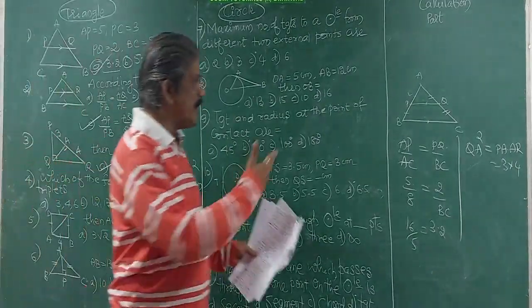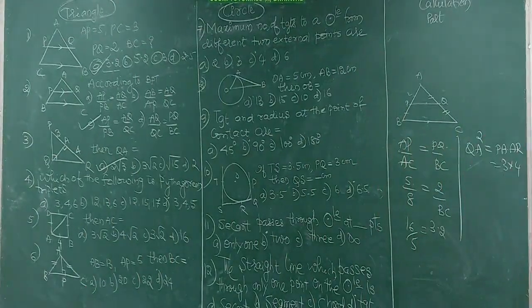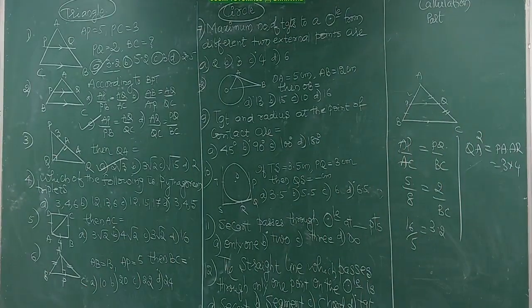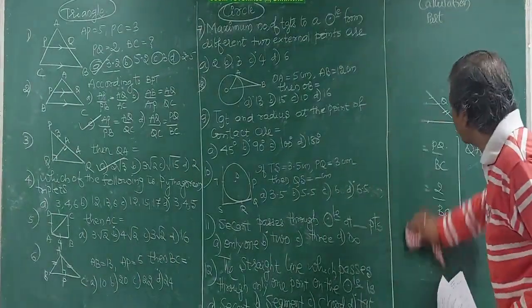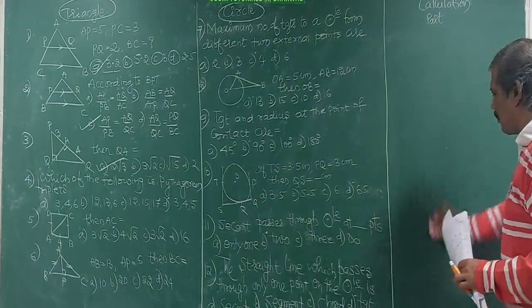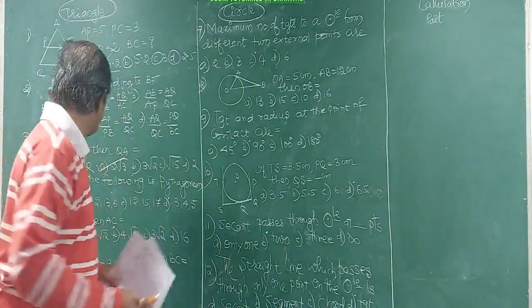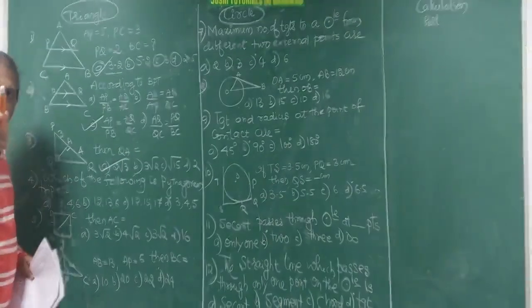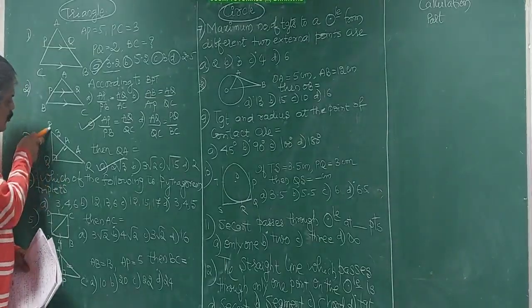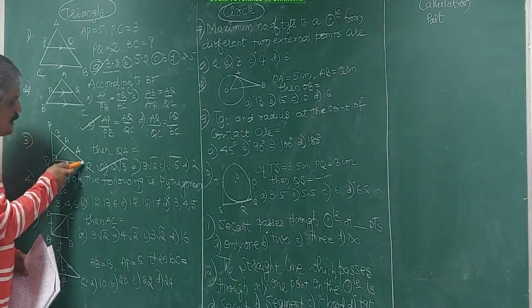It does not require so much time. It requires very less time. Logic is very important. Logic. You must know that concept. Like that, one more thing I would like to tell you. QP square equal to PA into PR.